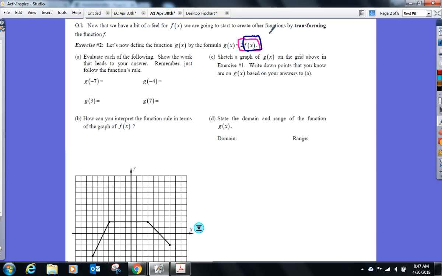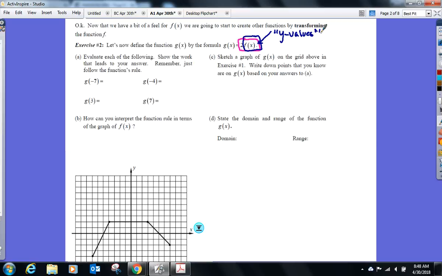That's another name for what? F of x. Those are my y values. So every y value on that graph is going to get multiplied by 2. Are the x's going to change? No. Just every y value is going to get multiplied by 2.